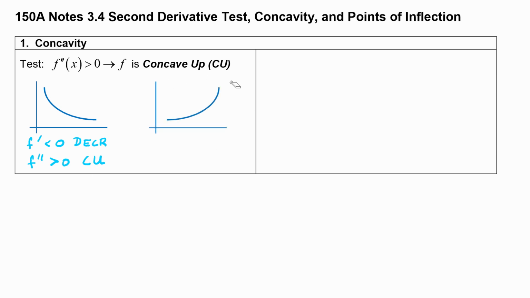In this diagram, we can see that f is increasing, so we know the derivative would be positive. And this is also concave up, which means the second derivative would also be positive. So both of these curves, this one and this one, are concave up. It's just this first one is decreasing and concave up. The second one is increasing and concave up.